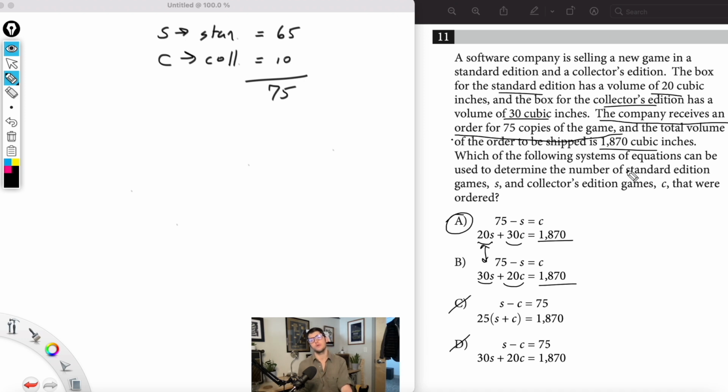So I think the big thing about this question is breaking it into small pieces and dealing with one piece at a time, which is oftentimes the case on these multifaceted questions. So that's number 11.